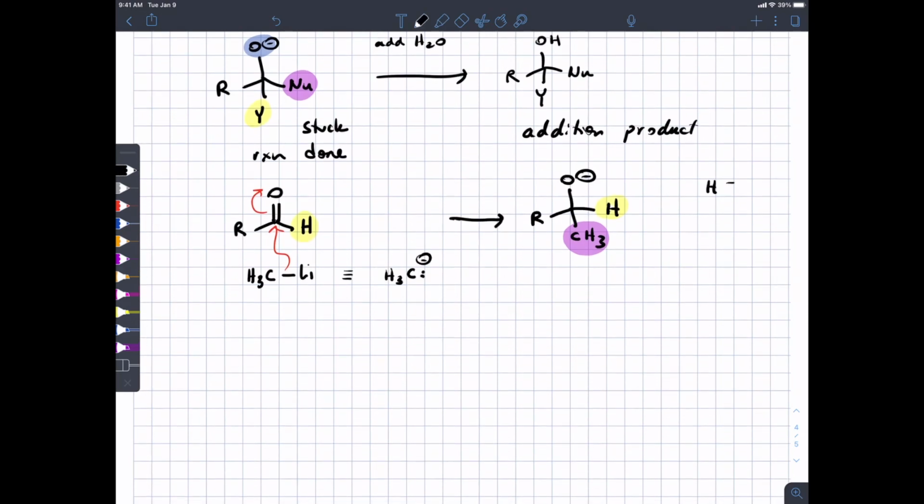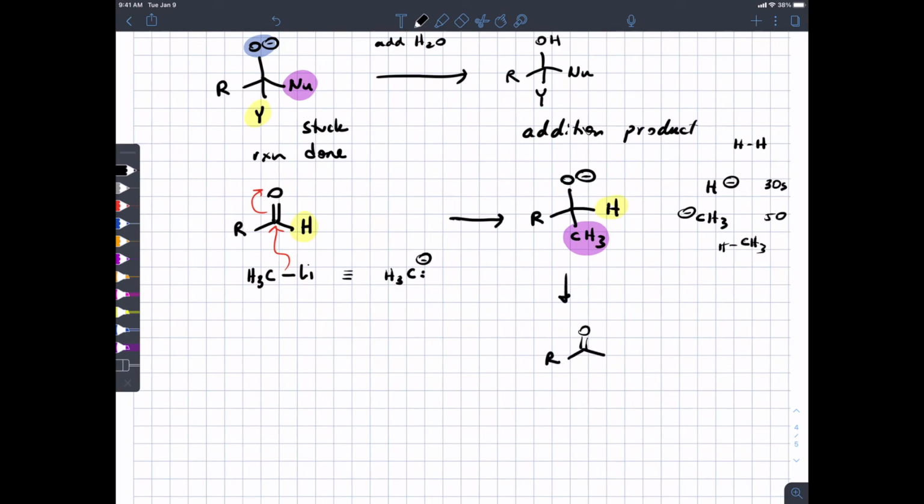If H minus left, its conjugate acid is hydrogen, pKa... Oh shoot, I always forget what it is. I think it's in the 30s. I'll look it up at some point. CH3 minus, conjugate acid is methane, pKa like 50. So these are terrible leaving groups relative to that negatively charged oxygen.